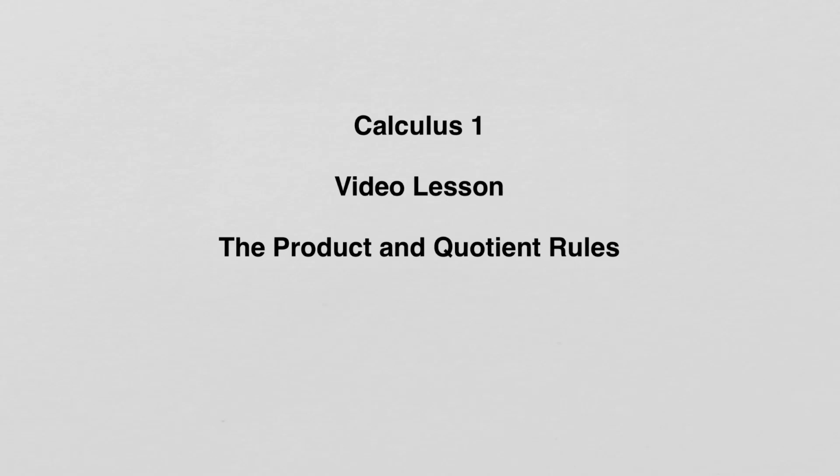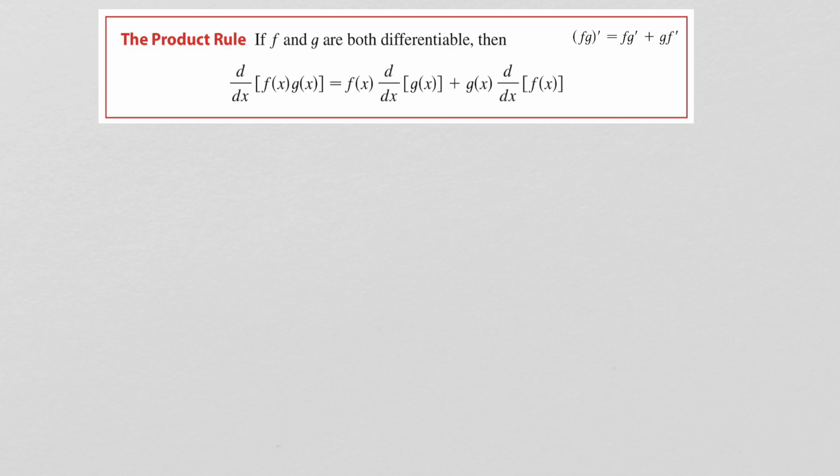The product and quotient rules. The product rule states that if f and g are both differentiable functions, then the derivative of the product of f of x times g of x is f of x times the derivative of g of x plus g of x times the derivative of f of x.